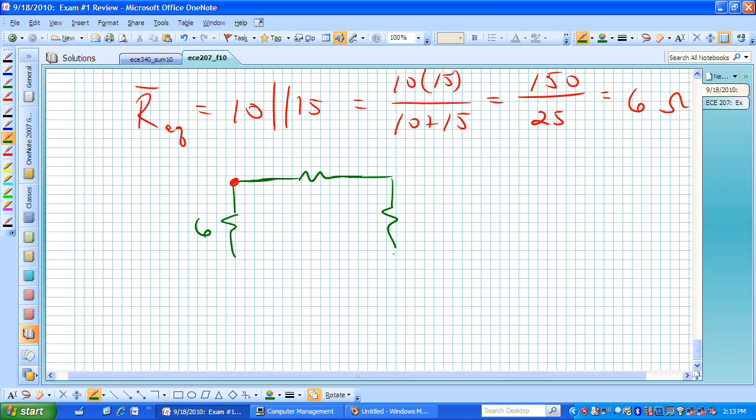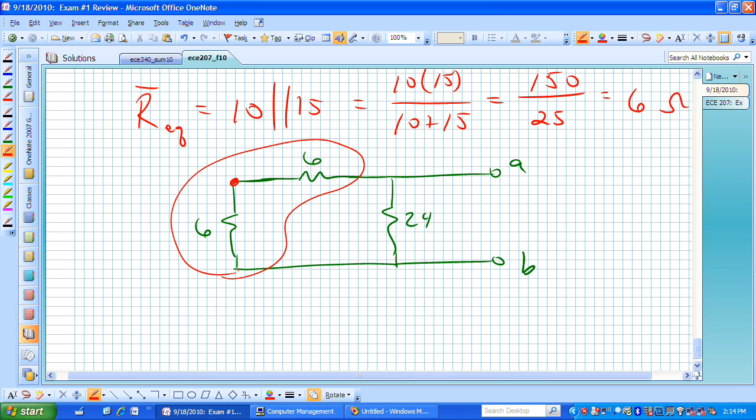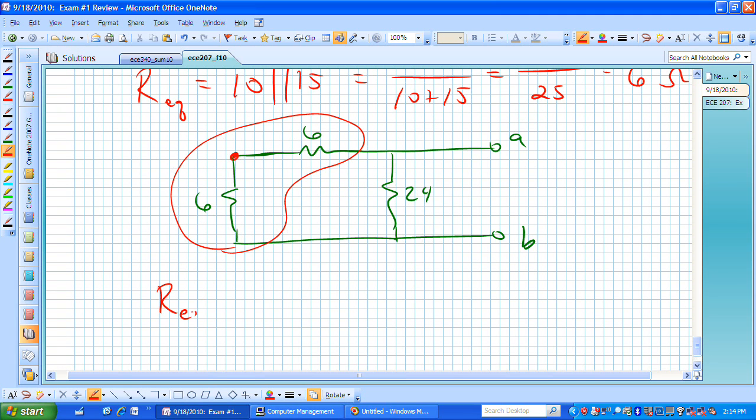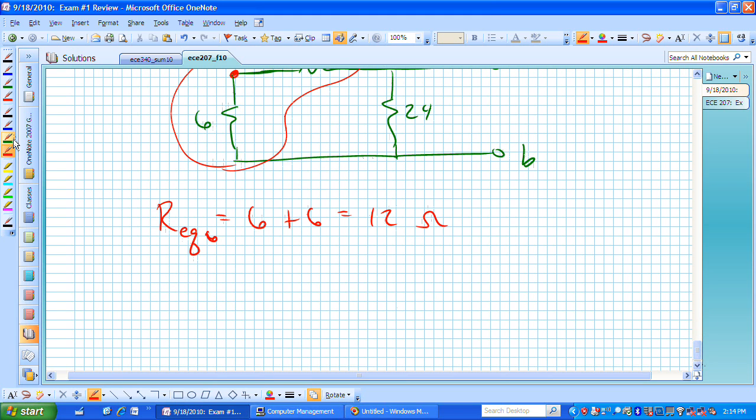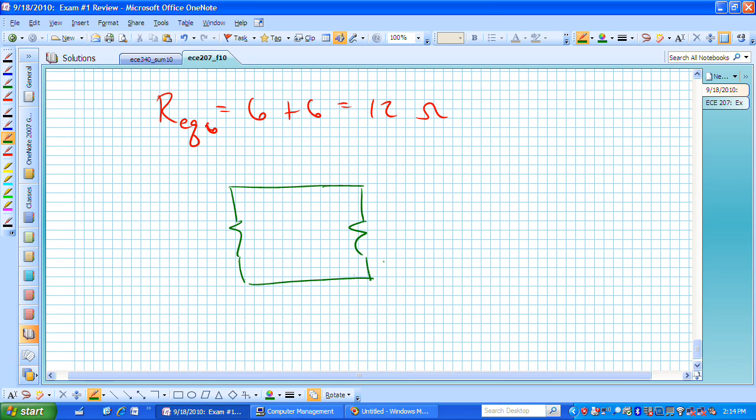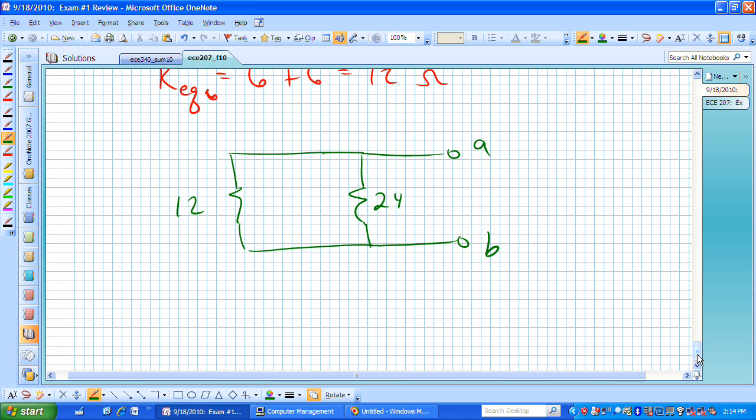We then have accounted for the first vertical resistor and the diagonal resistor. This one was 6, this was 24. And now we have this easy task of combining those two resistors that are now in series. Those two, let's say R equivalent of 6 is now 6 plus 6, or 12 ohms. Let's redraw it. Now we have that series combination of two 6s reduced to one resistor of magnitude 12. We now have two final resistors that are in parallel.